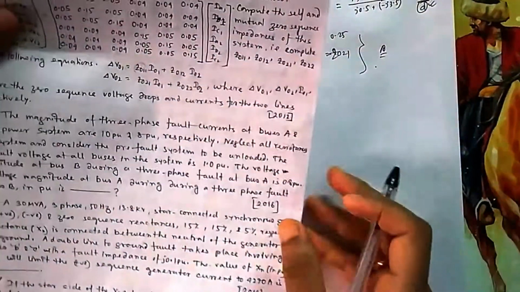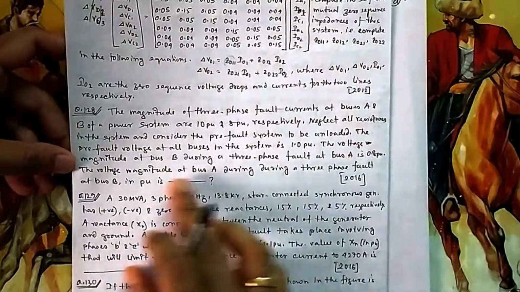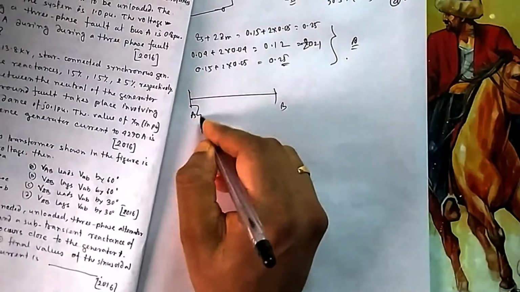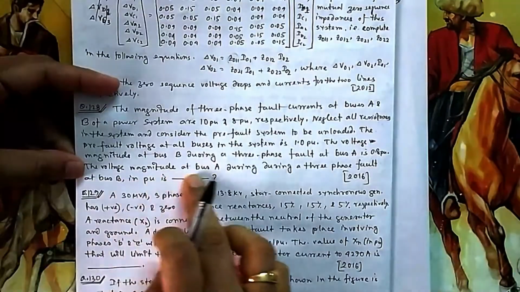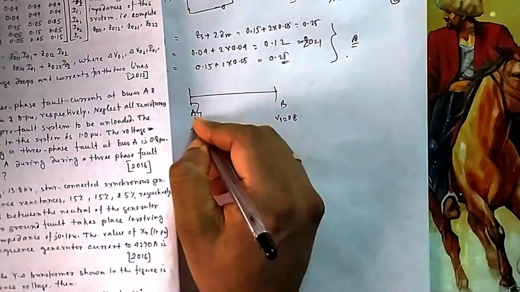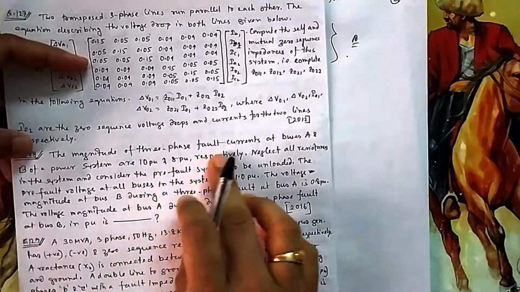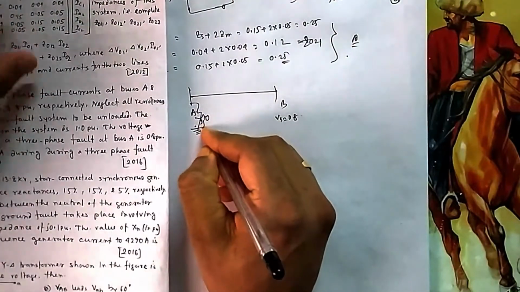So this is given, bus A and bus B, two buses, with three-phase fault currents. The voltage magnitude of bus B during a fault at bus A is what we need. So there is a fault at bus A, during which the voltage here is 0.8. You know the current also. If there is a fault at bus A, the three-phase fault current at bus A is 10 per unit. This current is IF equal to 10.